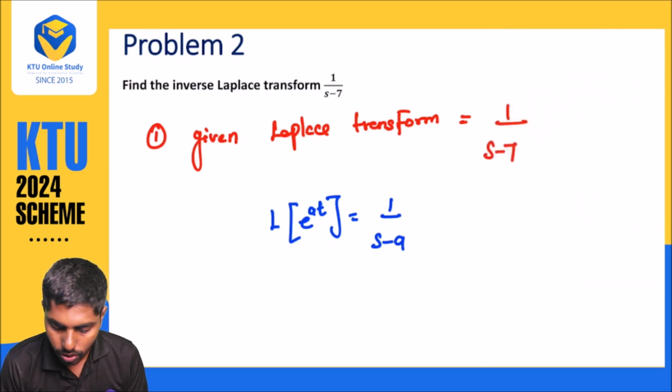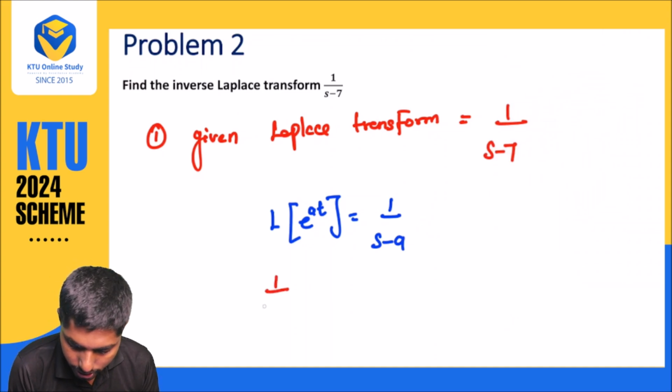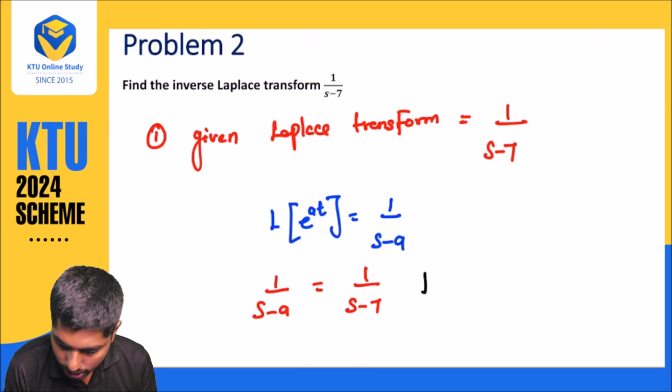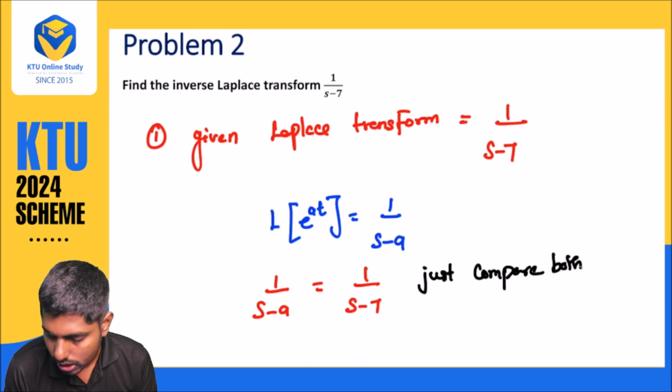So now what is the formula? What is a here? a is equal to 7. So just compare it. 1 divided by x minus a is equal to 1 divided by x minus 7. Just compare both.